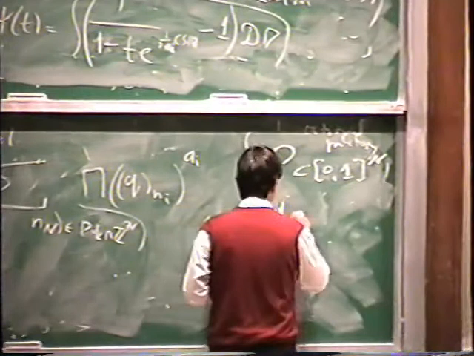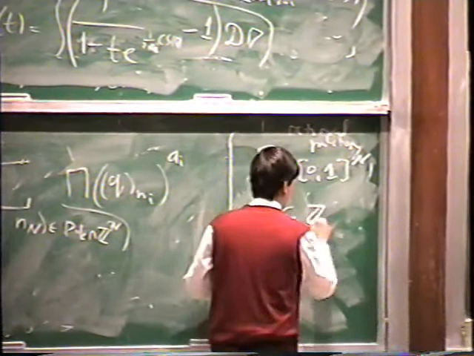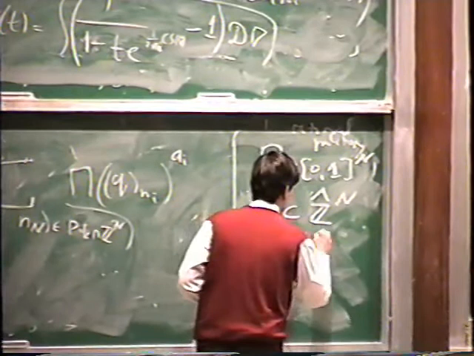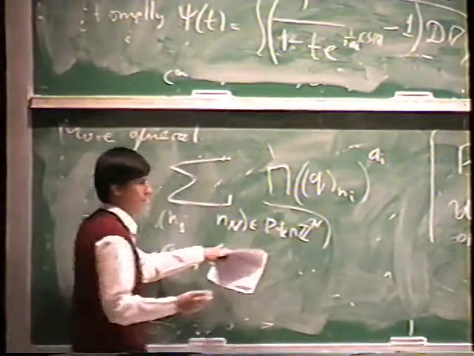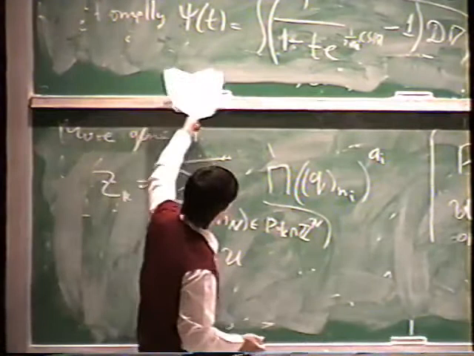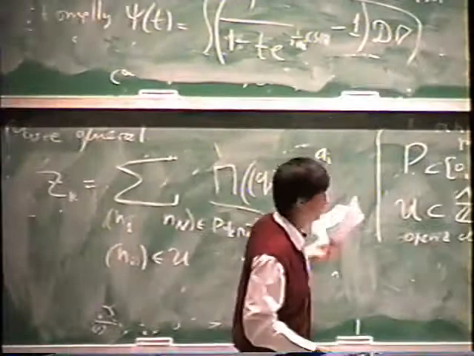Let U be some compact and open set, a cylindrical set in the adeles. Kind of open and closed set. So it's given by some comparison, and this i should be in U. So we can make certain sums like this, and the conjecture is still the same: that this function has analytic continuation.